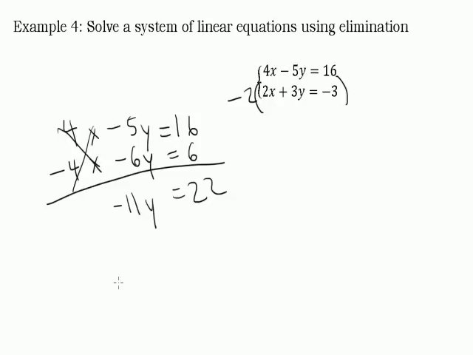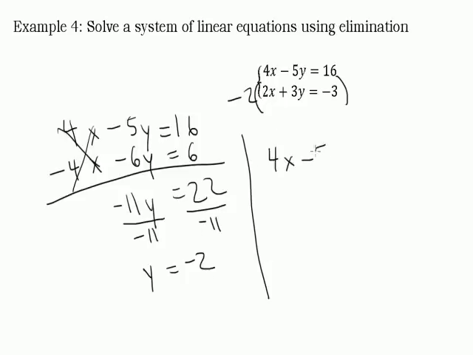Well, that's a lot easier to solve. All I've got is one variable. And this will tend to be a fairly simple thing to do at this point. Dividing both sides by negative 11 to get rid of the negative 11, I've got y equals negative 2. Once I have the y value, I can choose either of the first two equations. It doesn't matter. Plug the negative 2 in for y, and then use that to solve for x, because I only have one variable left.